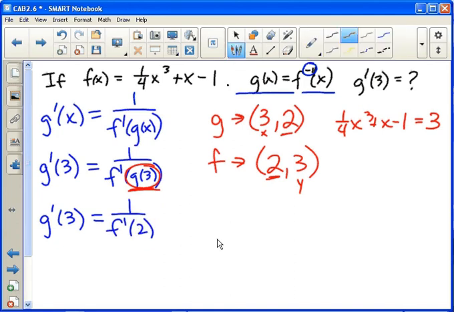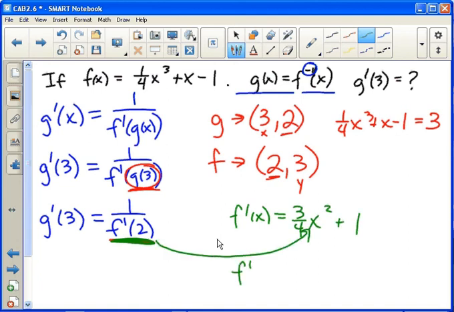I'll tell you what, we'll color code a little bit. So if I take f prime, that would be 3/4 x squared plus 1. And then I plug in 2. So f prime of 2 will be 3/4 times 4 plus 1, which is equal to 4. So if I plug in 4, I get my answer, which is 1/4. So g prime of 3 is 1/4.